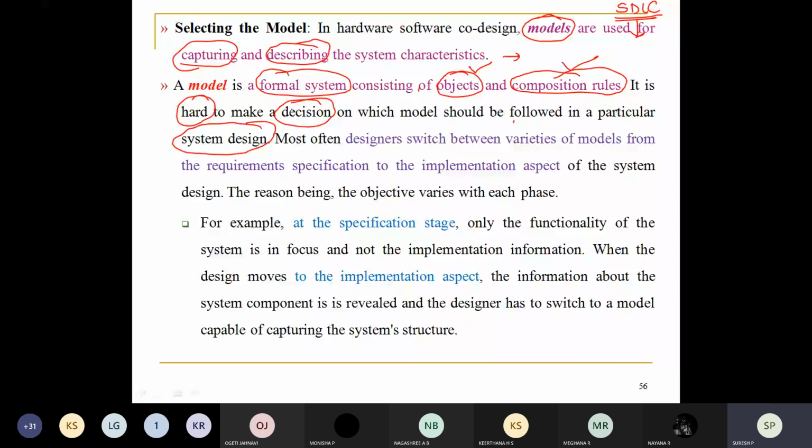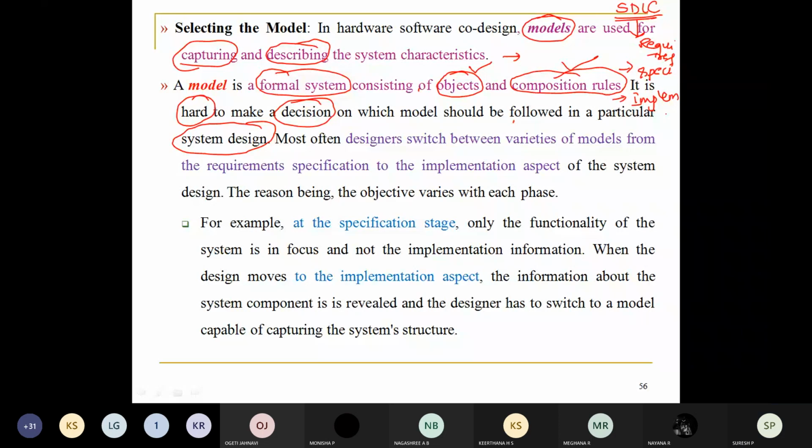So now, the designer is going to switch between a variety of models, from requirement specification to the implementation aspects. But when you take the SDLC, the requirement and specification come in the first stage of your software development life cycle, while the implementation comes at a later stage, right?